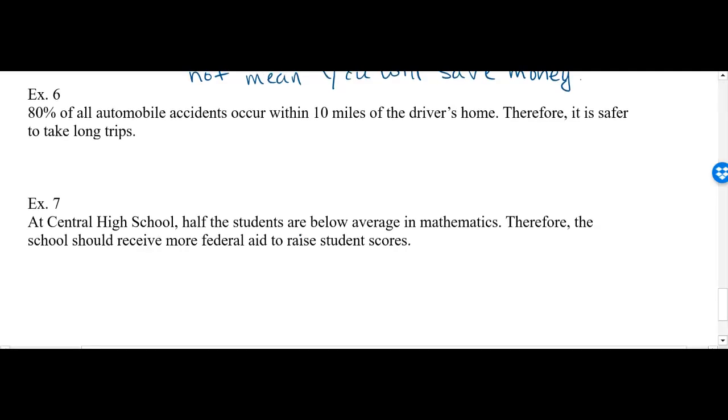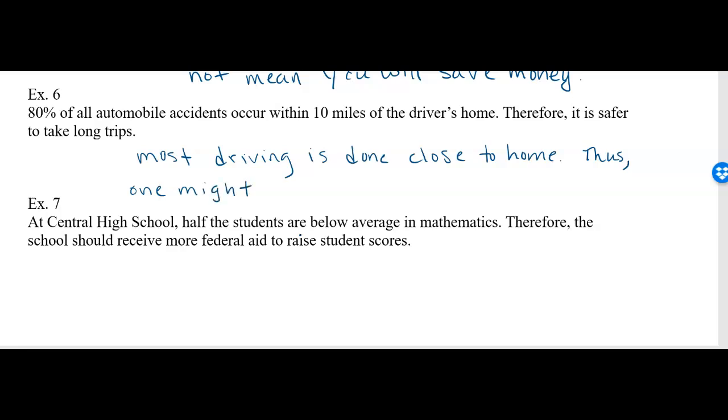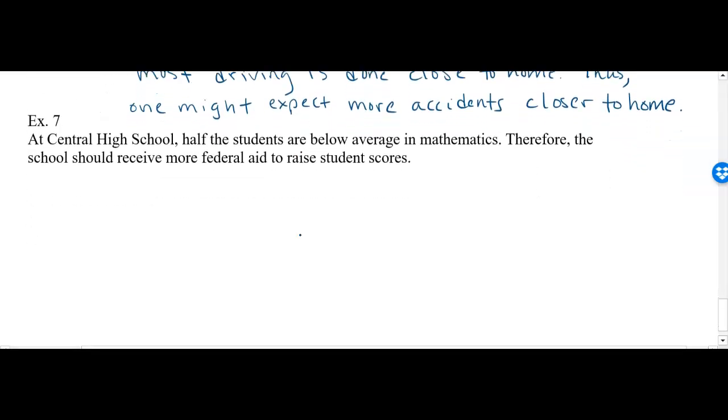Here's the thing. Why is that a lot? And this is true. Most accidents do tend to occur, they find, within 10 miles of home. But that's because most driving is done close to home. People running errands, maybe their work isn't that far of a commute. Thus, one might expect more accidents closer to home. So it doesn't necessarily mean that they need to drive long trips. It just means that a lot of these accidents do happen because more driving is happening during that time.